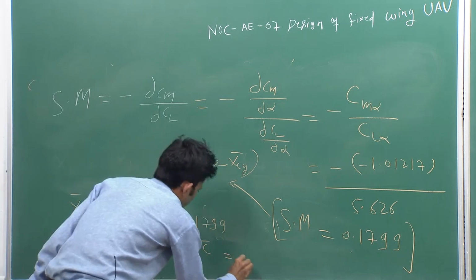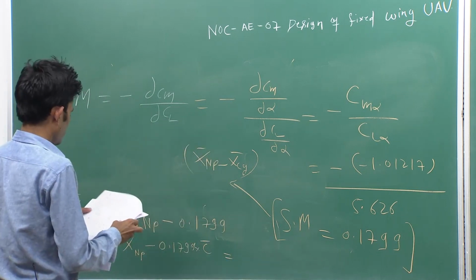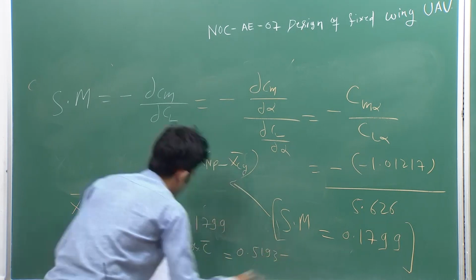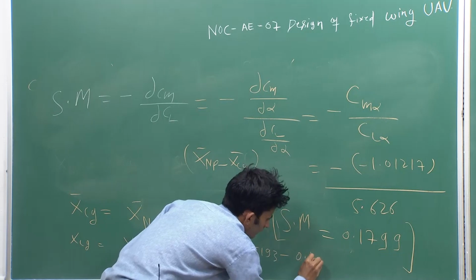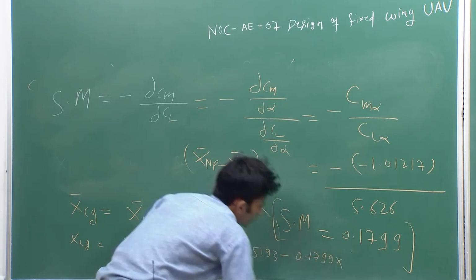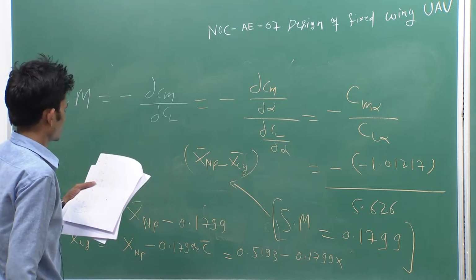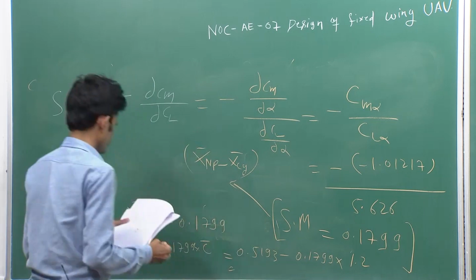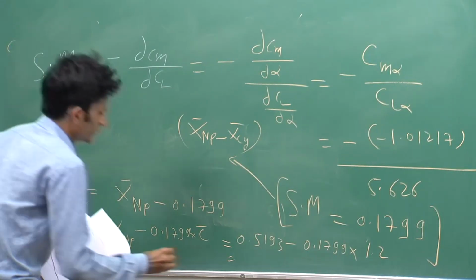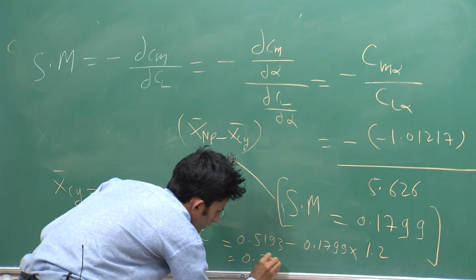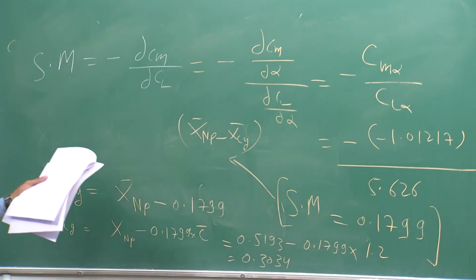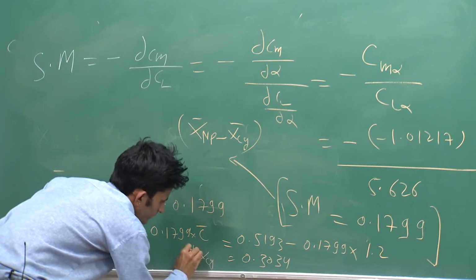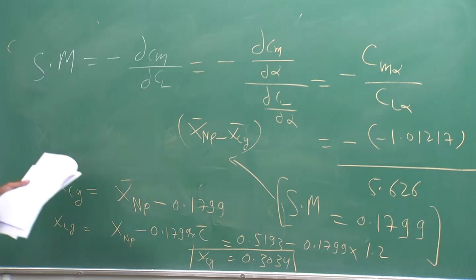So this neutral point you already found out, 0.5193, neutral point minus 0.1799 into C bar, which is 1.2, right. So your answer will come 0.3034. This is the position of center of gravity of the UAV from the wing leading edge. This is the answer of your fifth question.